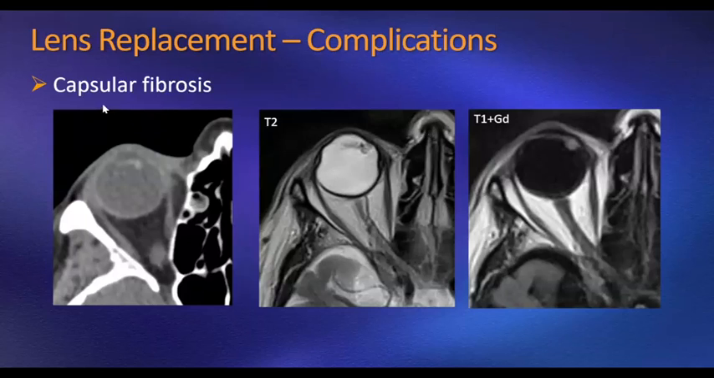Some patients develop capsular fibrosis. This demarcates on CT as nodular density adjacent to the edge of the lens that is low in attenuation on T2 weighted images and shows marked enhancement on the post-contrasted T1 weighted images.